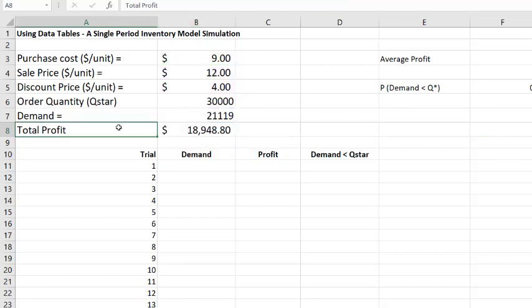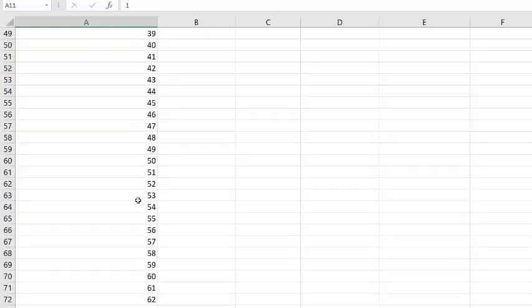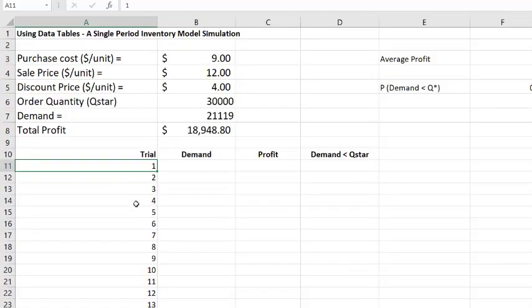So now we are ready to use the data table and simulate this equation for a number of trials. In this case, I have already entered the number of trials as 1,000. I'm going to use 1,000 different trials to determine the profit for different demand values that come from the uniform probability distribution.